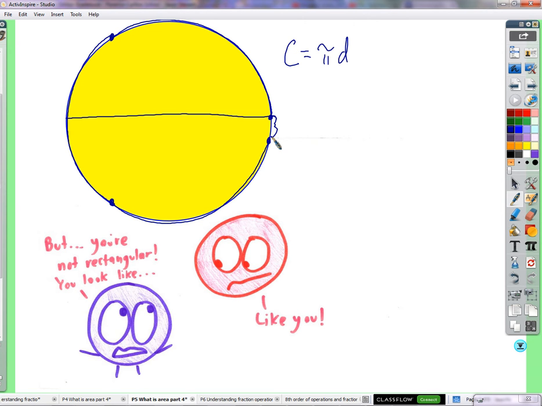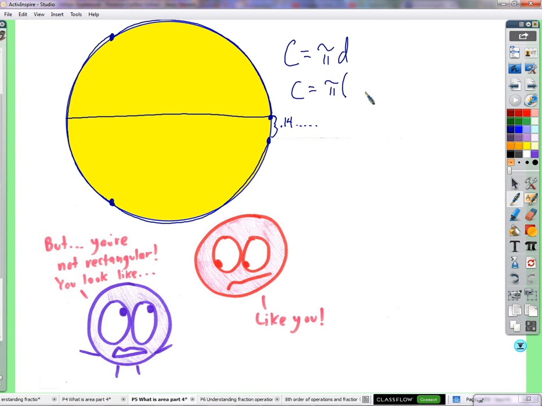0.14. So 3.14159265. I don't expect you to remember all that. You get the idea. That little bit is 0.14 of a diameter to fill in that little gap there.